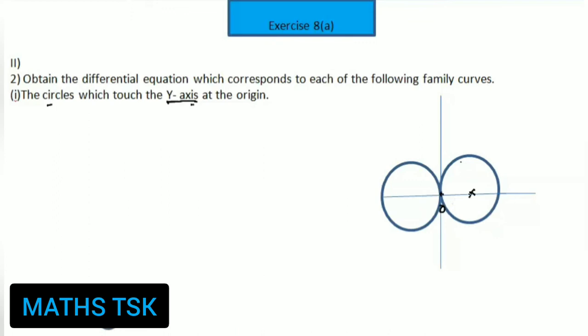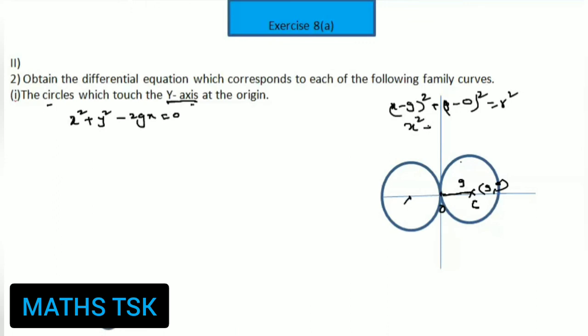So the center lies on the normal to the y-axis, which is the x-axis. Certainly the normal passes through the center of the circle. According to that condition, if you consider this distance as g units, the center becomes (g, 0). So the equation of the circle is x square plus y square minus 2gx is equal to 0. Or else, if you want to write it as (x minus g) whole square plus (y minus 0) whole square is equal to r square, since the radius is g, the g square gets cancelled, and we get minus 2gx is equal to 0.